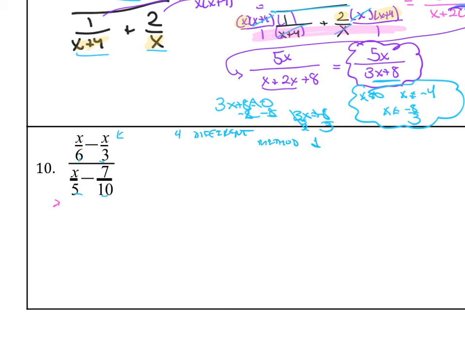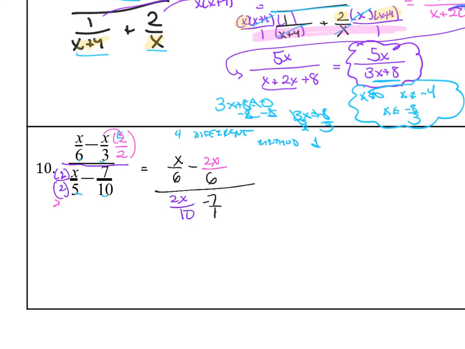We have 6 and 3. We notice if I multiply 2 to the right side, then 3 times 2 is 6, and then that's common. Now in the denominator here, this 5 and 10 is close, so all I have to do is multiply by 2 over 2 to get a common denominator. So let's go ahead and write this out. We have x over 6 minus, then this is 2x over the common denominator of 6. And then in the denominator here, we have 2 times x all over 2 times 5, which is 10. And then minus a 7 over 10.